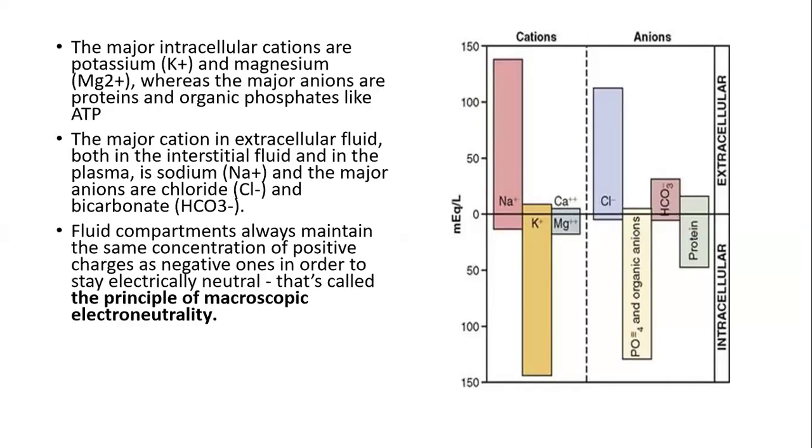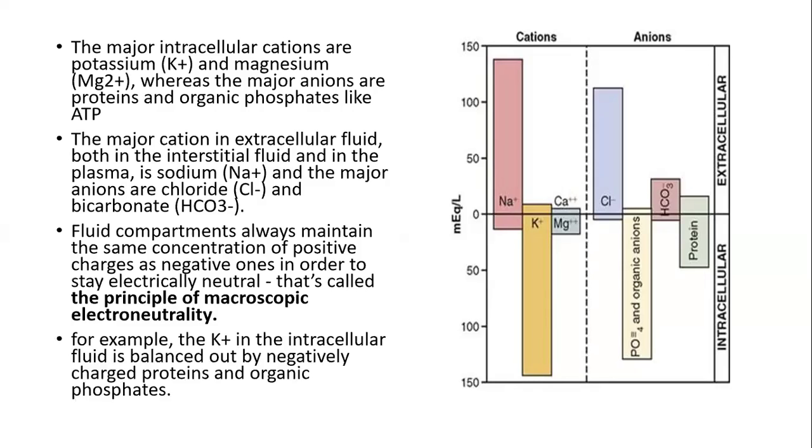Fluid compartments always maintain same concentration of positive charges as negative ones. This whole concept is known as the principle of macroscopic electroneutrality. For example, the potassium in the intracellular fluid is balanced out by the negatively charged proteins and organic phosphates.